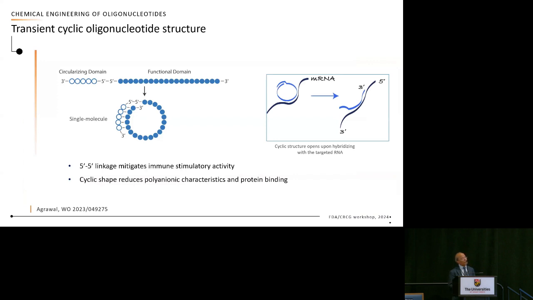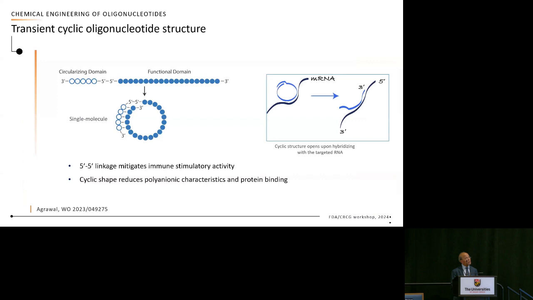So I'll take one example. In this case, the idea was, I told you that we can mitigate immune activation just by blocking the 5' end. So you can imagine the dark circles are your antisense compound. We are just extending it by a short piece, which is a natural DNA.